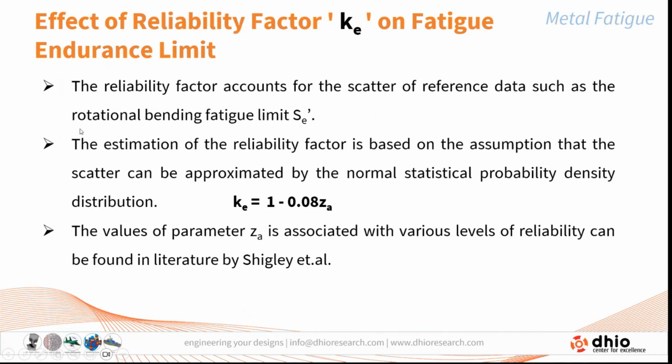Now, the reliability factor, KE, is based on a reference rate from the standard specimen. The estimation of the reliability factor is completely based on the assumption that the scatter is approximated by the normal or statistical probability density distribution. KE is taken to vary from 1 to 0.08 of ZA, where the value of ZA is associated with the various levels of reliability, which can be found in the literature by Shigley et al.